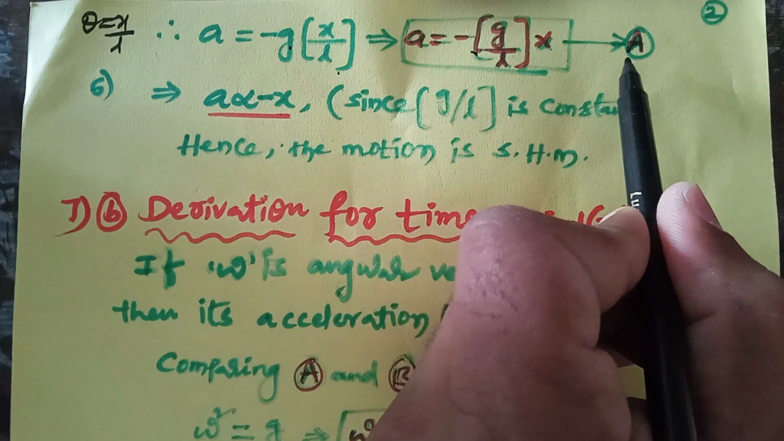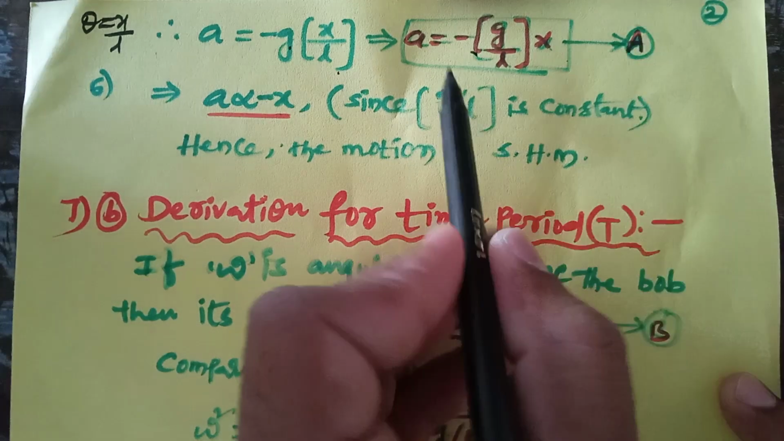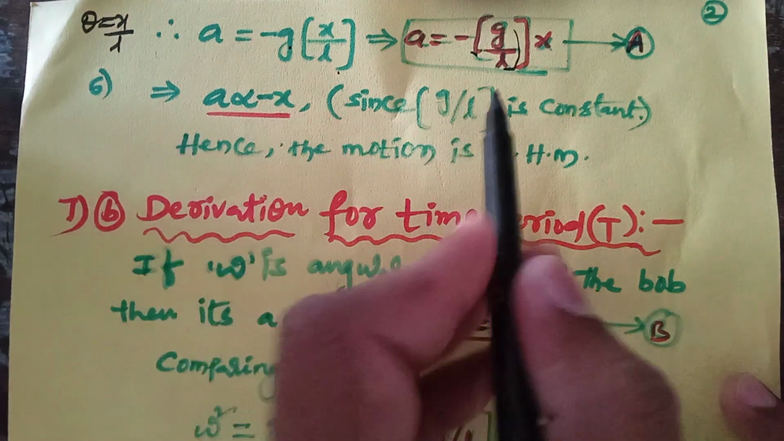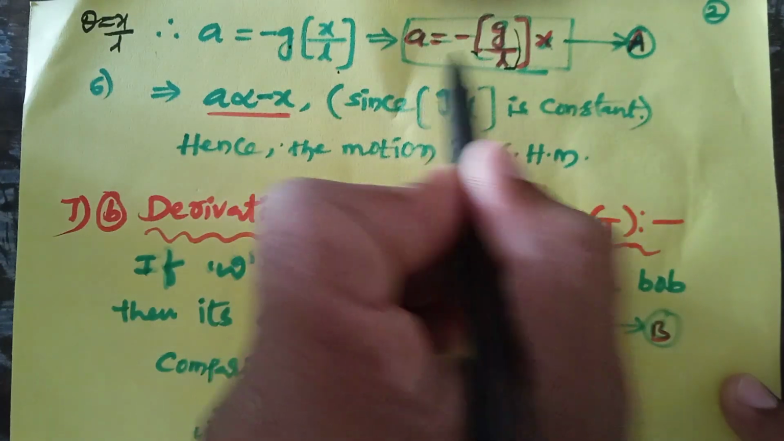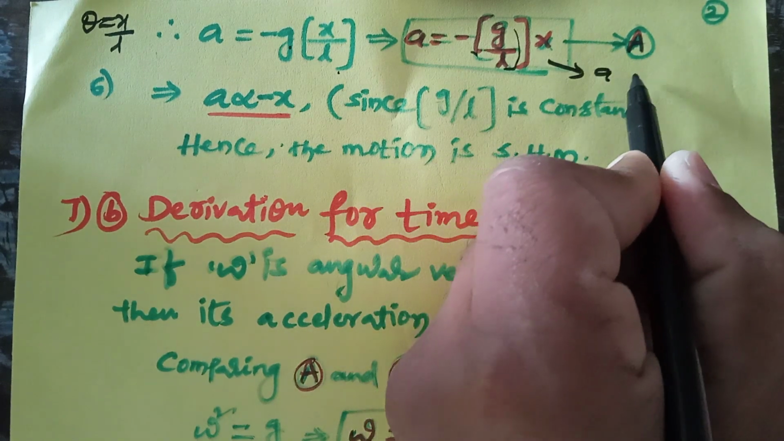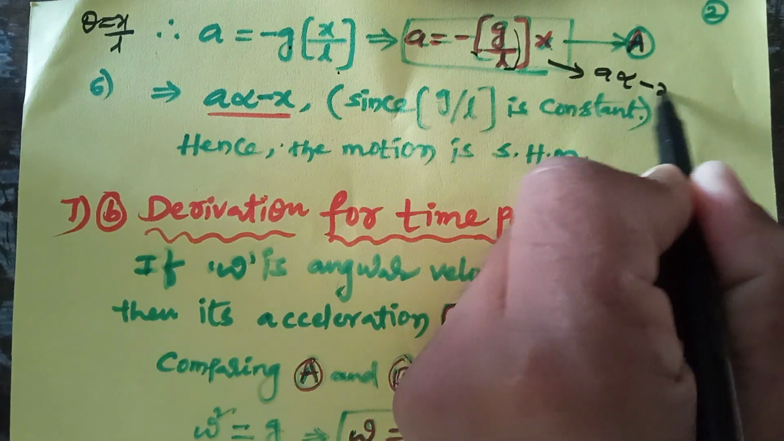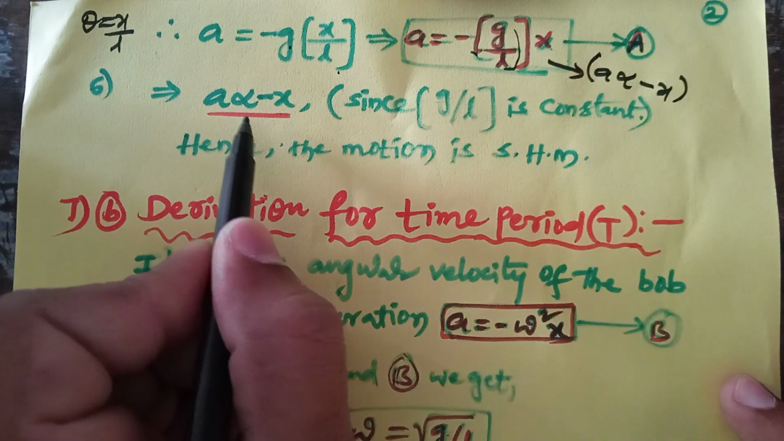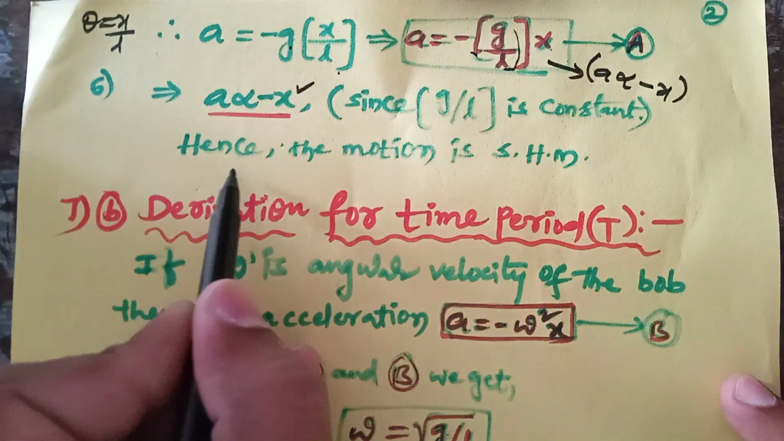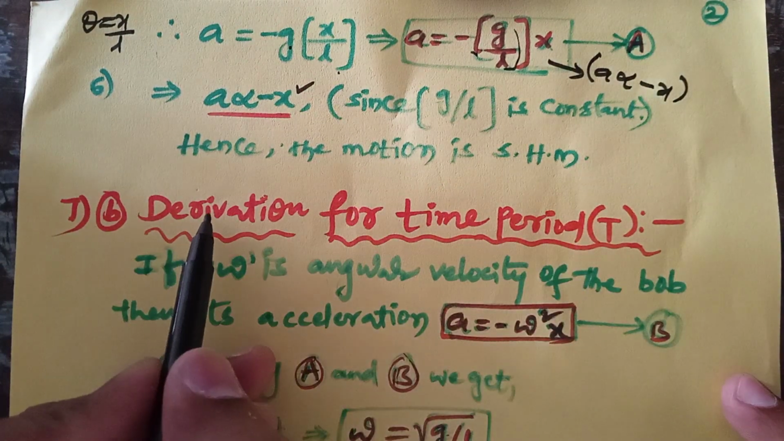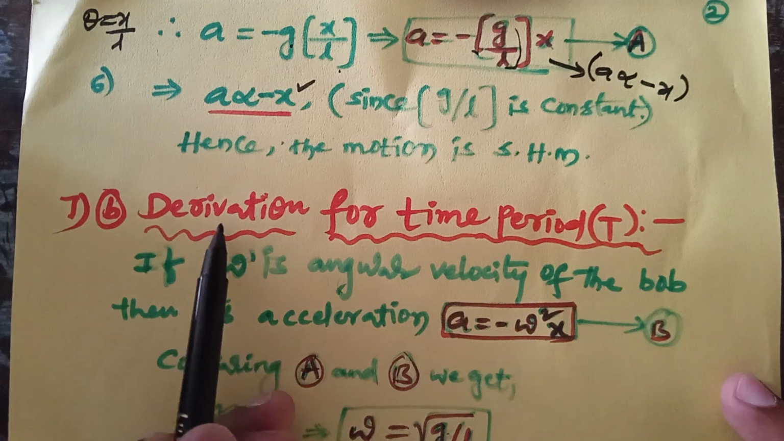Here we observe that g by L is a constant term. So finally, comparing, a is directly proportional to minus x. Hence, the motion is simple harmonic. Understood? Now, the question is the derivation.